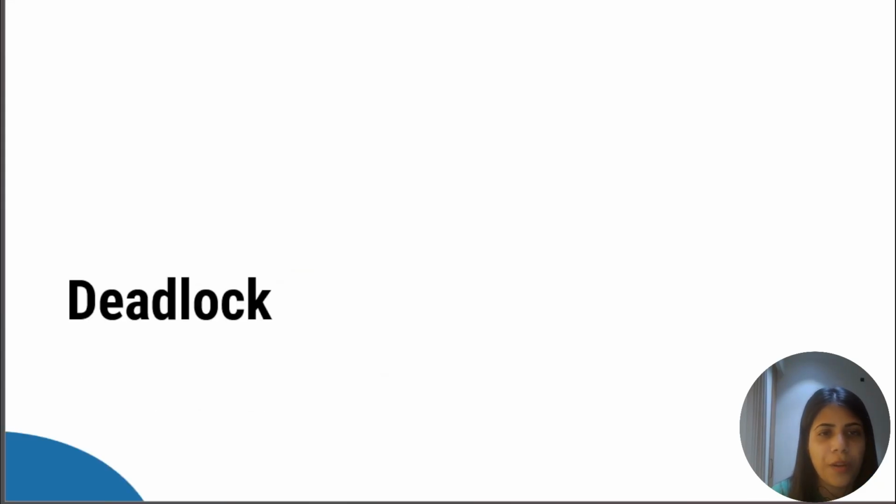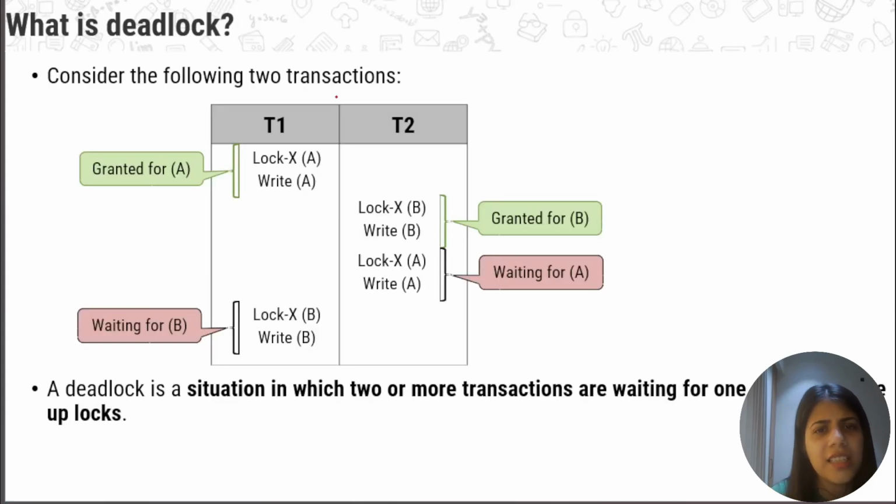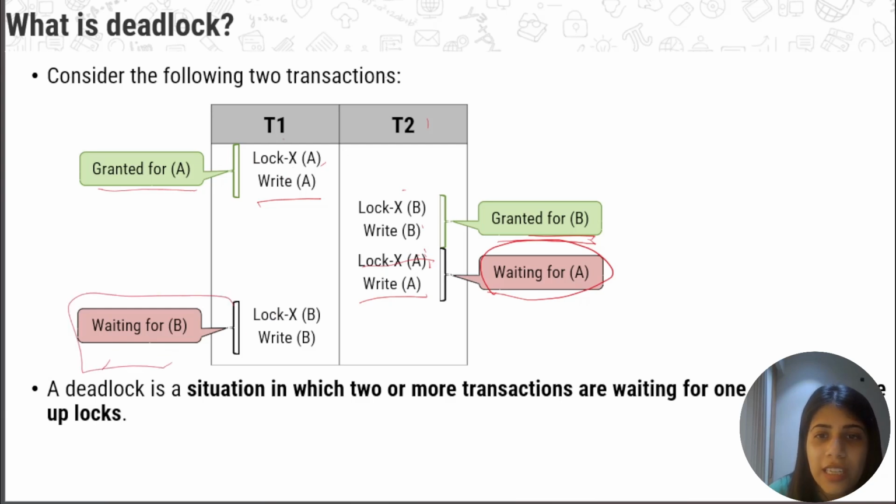Let's understand the next topic, which is our last topic for the day, called deadlock. Consider the following two transactions, which are T1 and T2. Lock X has happened and then write A operation occurred. Then T2 operation starts. Lock will be granted for B. Over here lock is granted for A, so no problem. Lock X, write A. It is still waiting for A to be released, so this operation is still on hold. Now over here we are waiting for B to be released and still this operation is on hold.